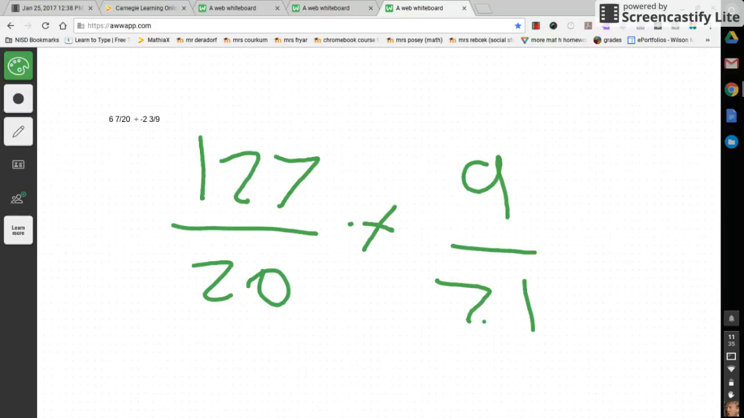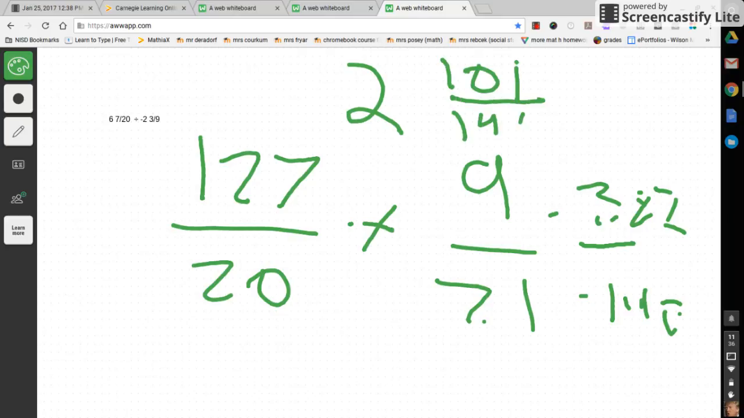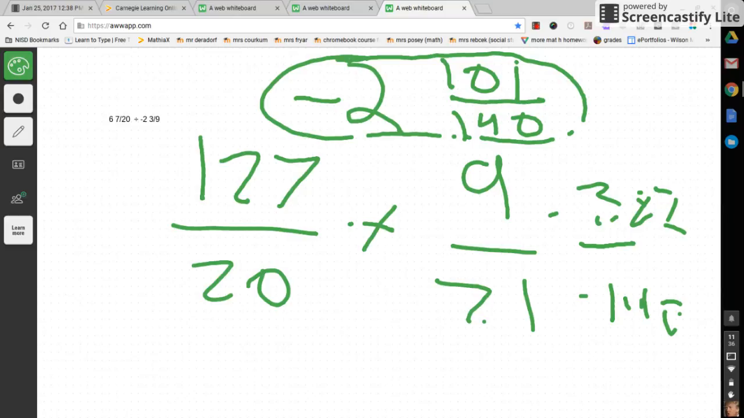Then you multiply the denominators, which will get to negative 140. And then we multiply the numerators and get negative 382. So it's negative 382 over negative 140. And you can make it a mixed number. So it is 2 and 101 over 140. And since it was a negative times a positive, it is a negative number. So our answer is negative 2, 101 over 140.